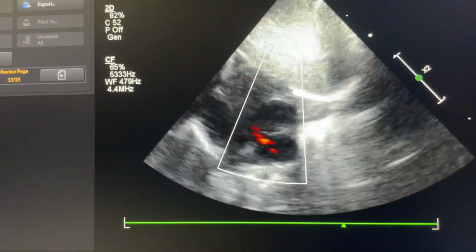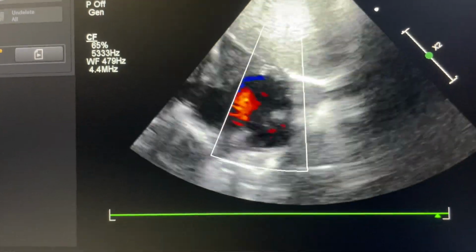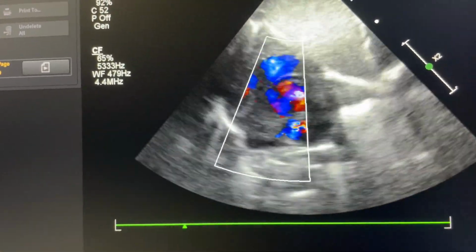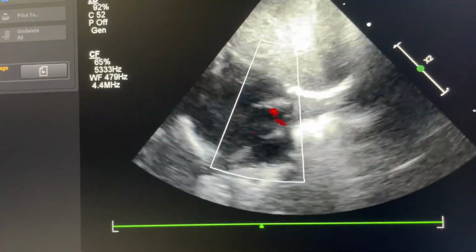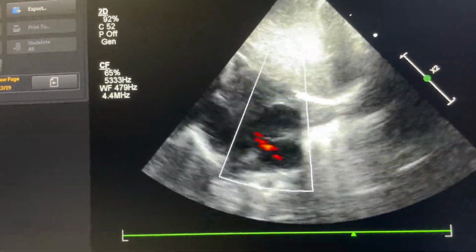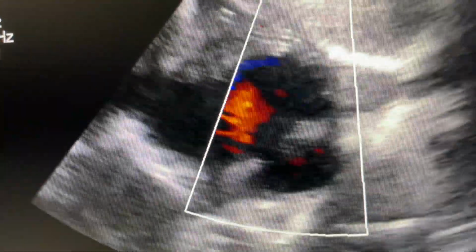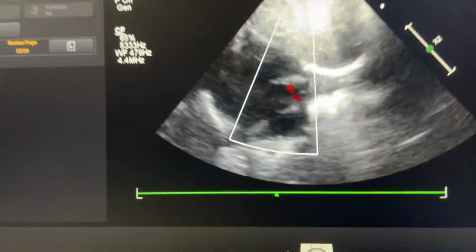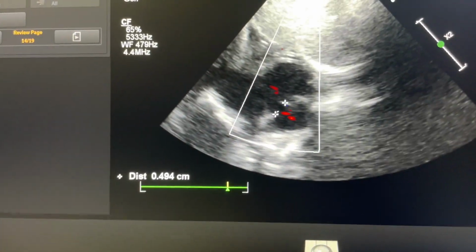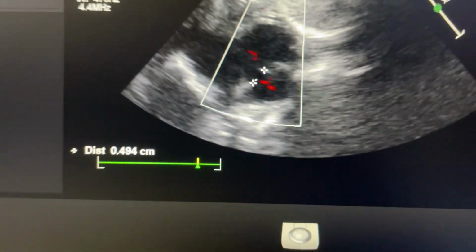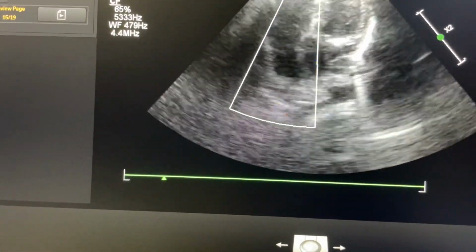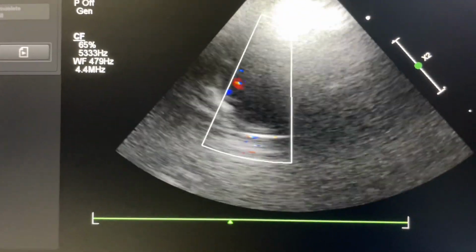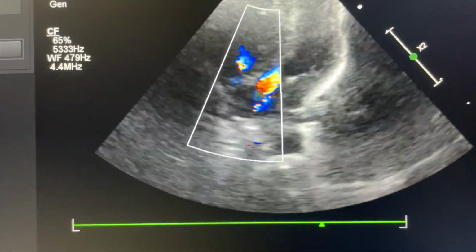This shows the flow across ASD is quite slow, mostly left to right, sometimes right to left also. This is the size of ASD, ostium secundum ASD. You can see in this image.